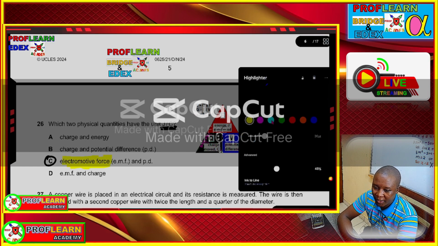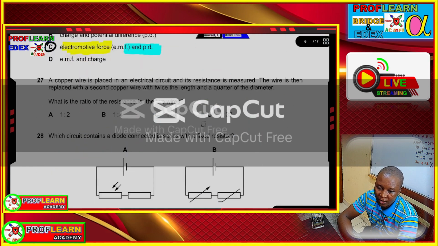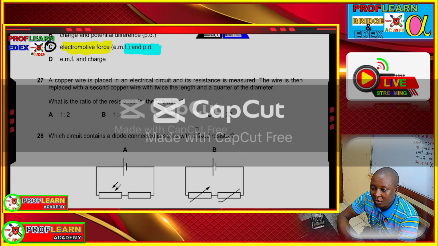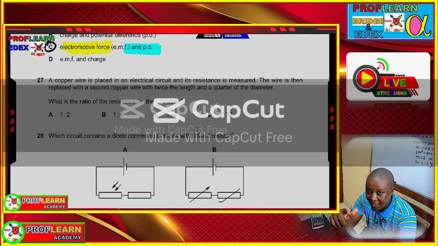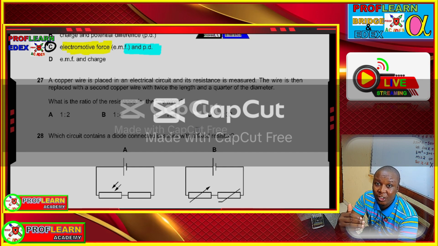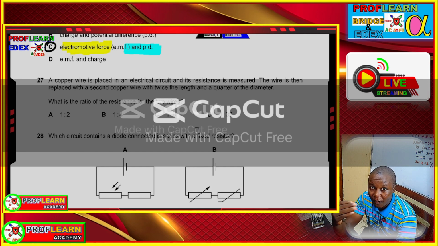One hour before the exam room, you need to remember that. One hour before the exam room, you also need to remember how to work out resistance with a copper wire. If the length of the wire doubles, the resistance also doubles. If the area halves, resistance doubles.